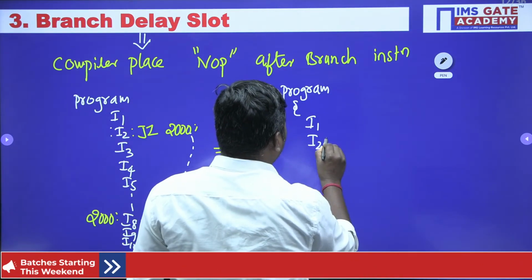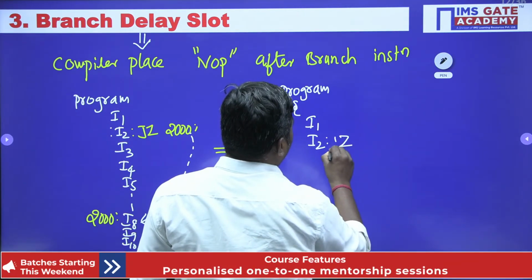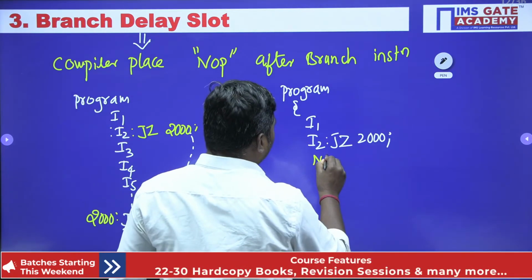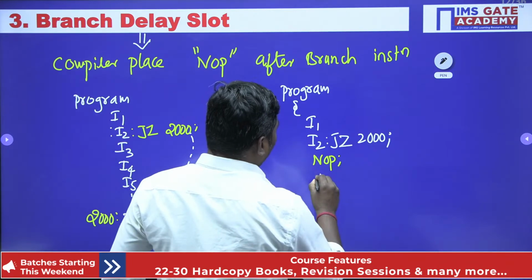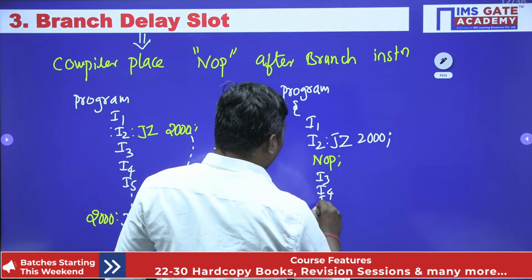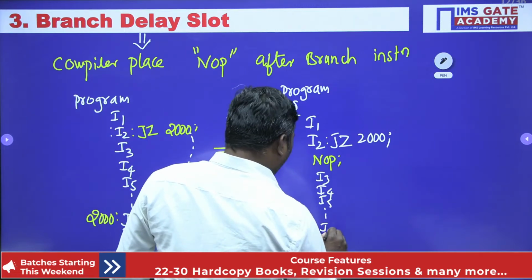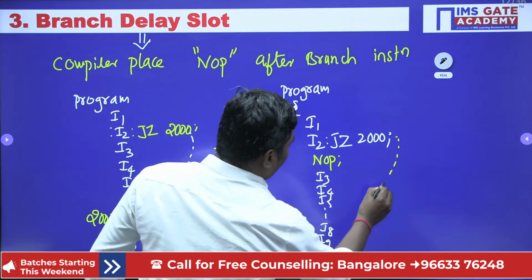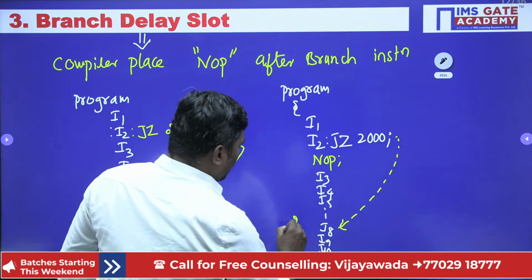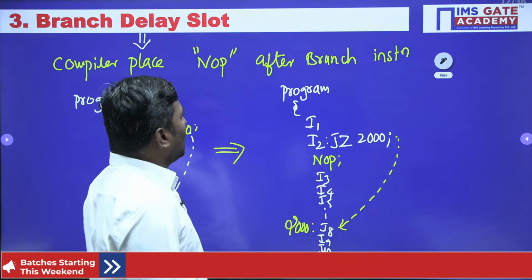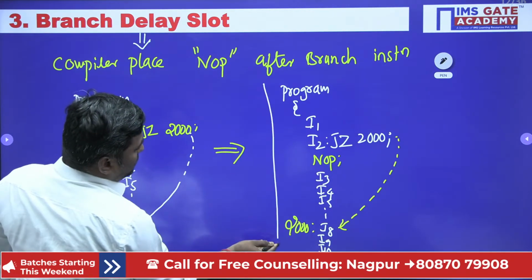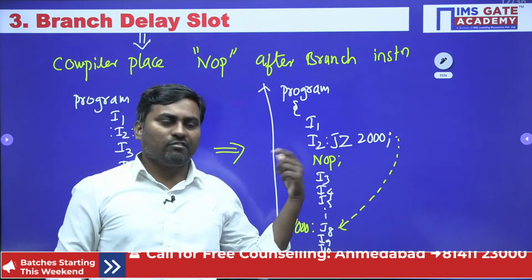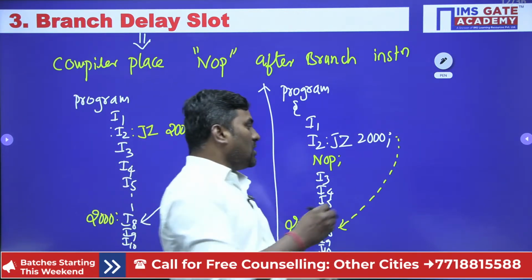Instruction I1, instruction I2 is a branch, jump 2000, right? Now here I am placing a NOP operation. Only one NOP operation I'll keep, followed by I3, I4, I5, then I8, I9, I10. That's it. Now the target is the instruction at memory location 2000. This code is modified by the compiler. What I did is simple: you just identify the branch instruction, and after the branch you place a NOP operation. That's it.